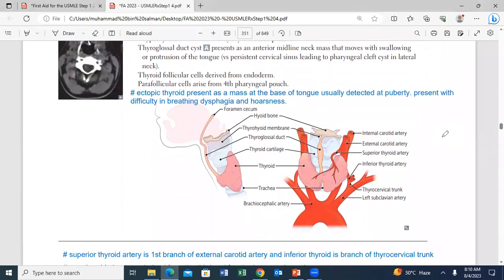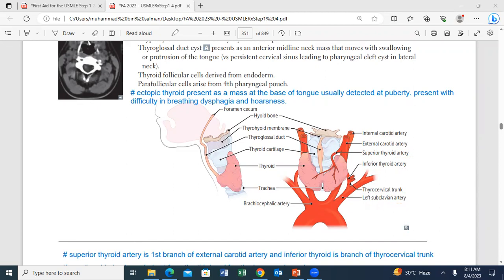But let me tell you some anatomy using this diagram also. You must know that the thyroid has a blood supply by the superior thyroid arteries and the inferior thyroid arteries. The superior thyroid artery is the first branch of the external carotid artery, whereas the inferior thyroid artery is a branch of the thyrocervical trunk. And of course, the thyrocervical trunk originates from the left subclavian vein. So you must know about this blood supply of the thyroid gland.